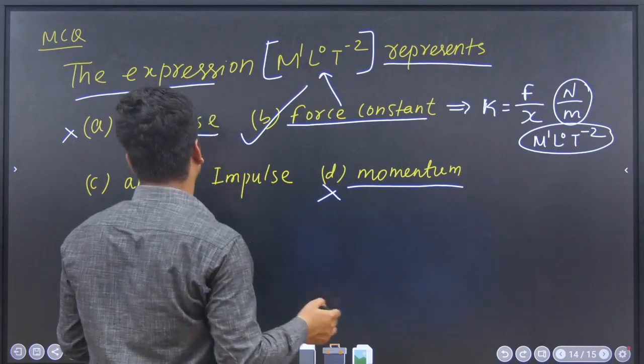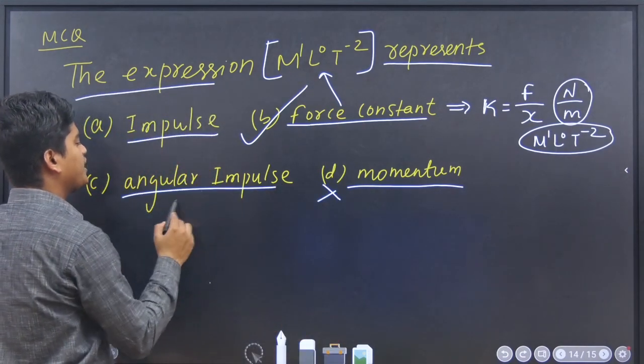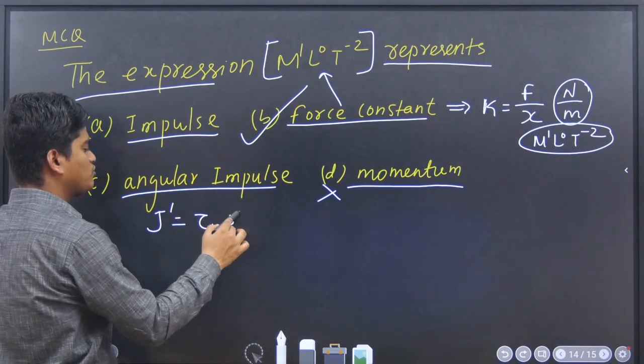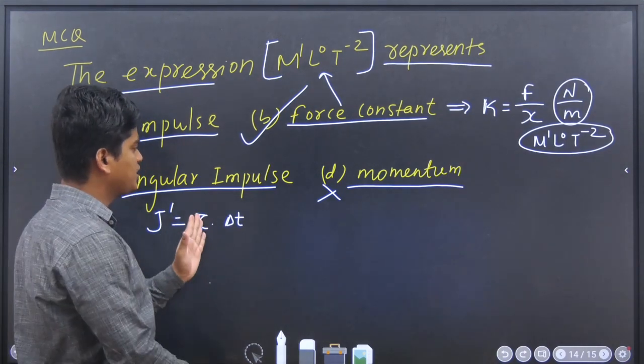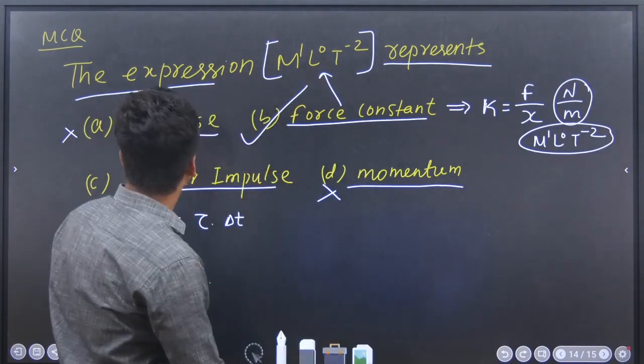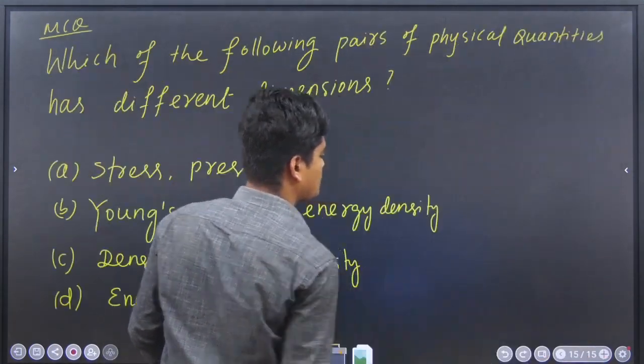Force constant. And angular impulse, I already told you, is J prime, which is torque into delta T, and it cannot be the answer actually. So here the answer will be force constant, which is option B. Now I will go to the next question.